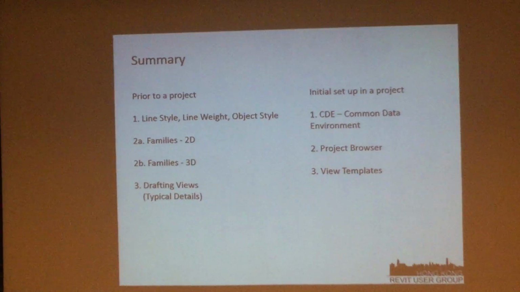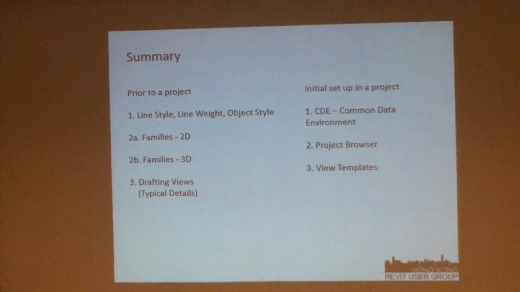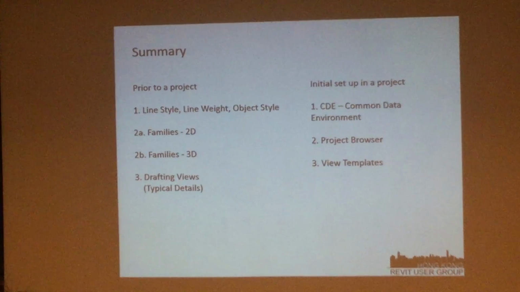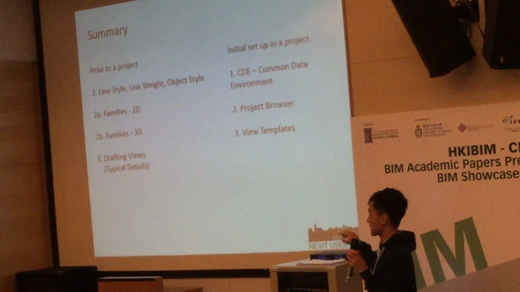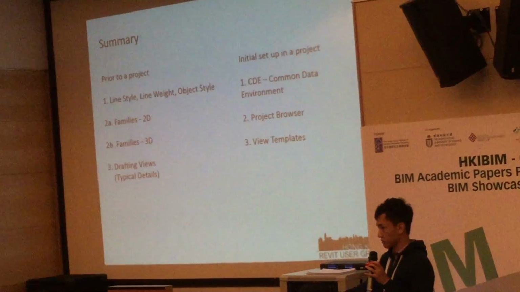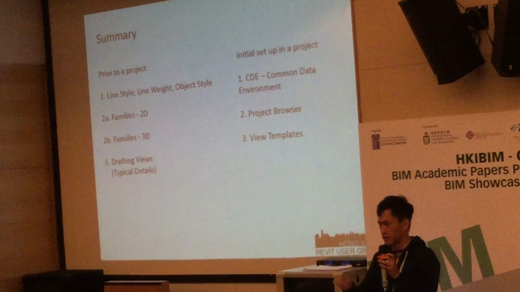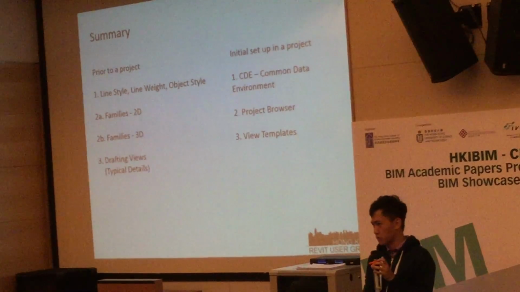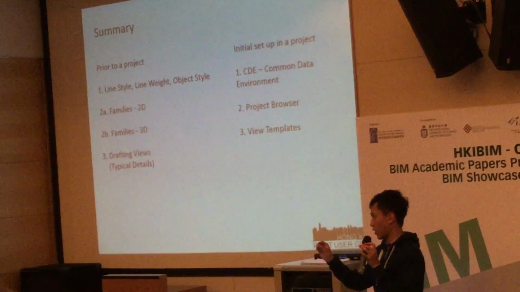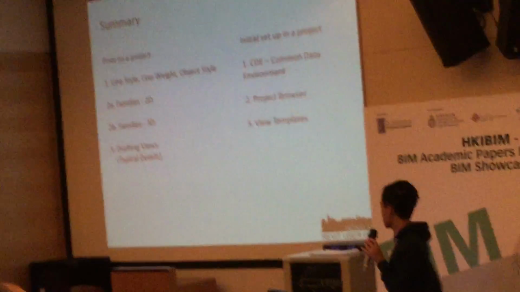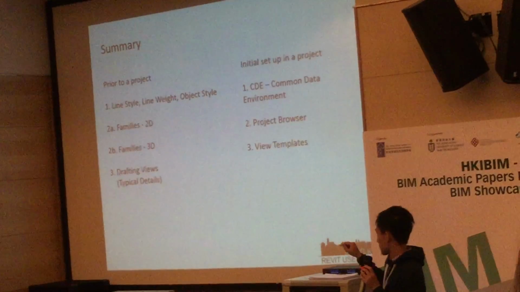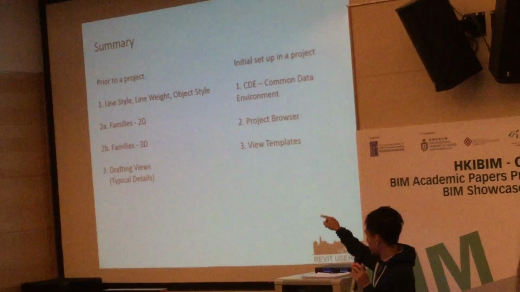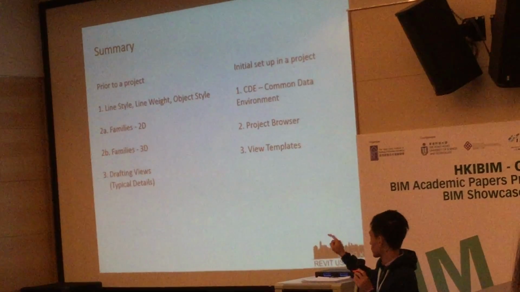So as a summary, prior to a project, you've got the line style, line weight, object style to translate from your CAD standards. And this may require you to print out the actual drawing, compare your Revit drawing and then CAD, and refine it to make it look the same as your CAD drawings. And then you've got 2D families, drafting views, and number 1 and number 3 is one-time translation only, so do that.